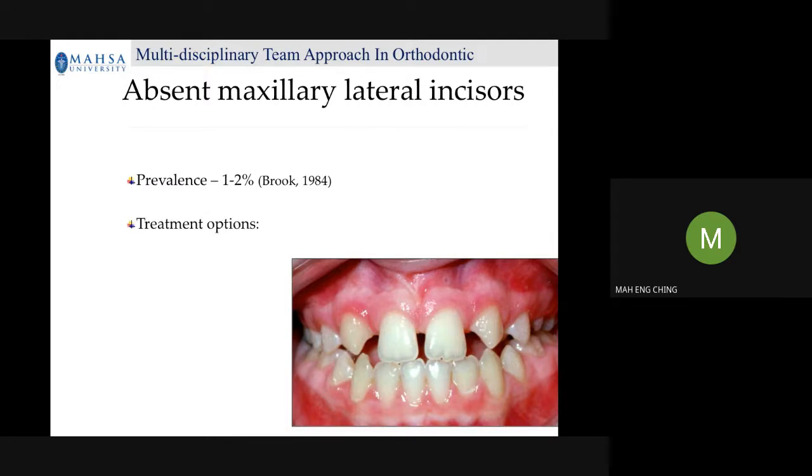Then a treatment option can be space closure. You can close the gap if you want to. This lateral incisor, you can close the gap. Or you can open this gap back to the perfect space, one gap, two gap, then restore it with the prosthesis, either implant or bridge. So when to close the gap, when to open the gap, we're going to talk about it.